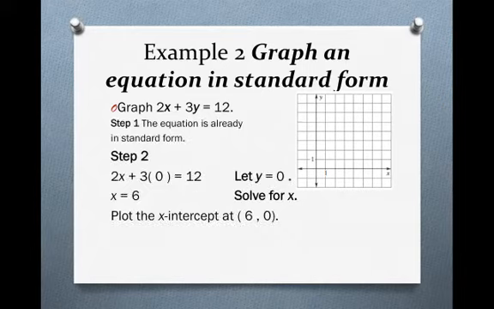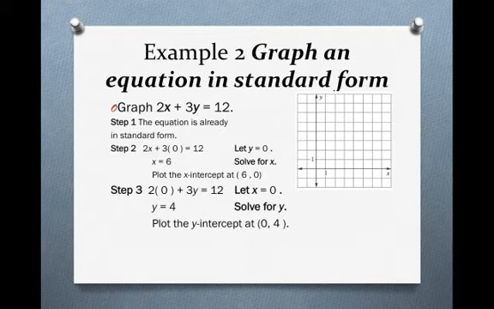All right, step 2, we're going to find the x-intercept by letting y equal 0. So we plug in 0 for y into our equation. So we get 2x plus 3 times 0 equals 12. 3 times 0 is just 0. So 2x equals 12. Divide by 2 and you get x equals 6. So the x-intercept is the point (6, 0).